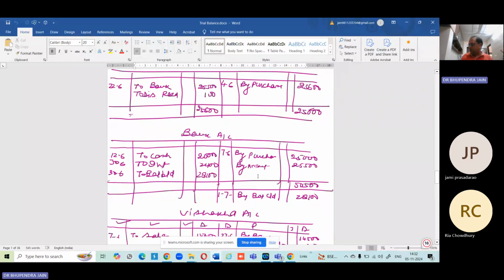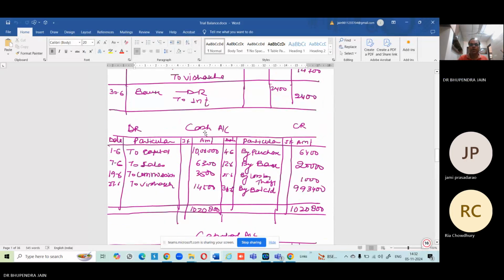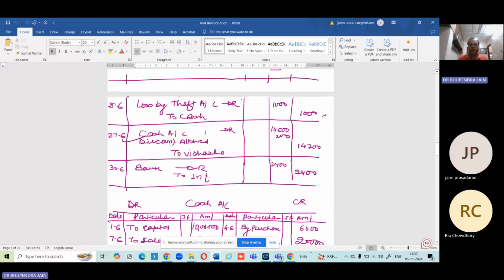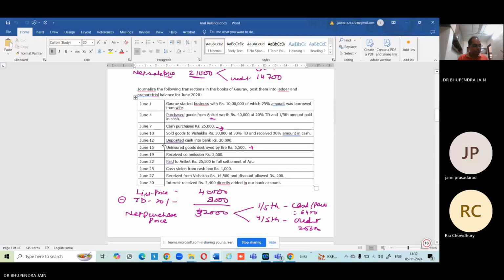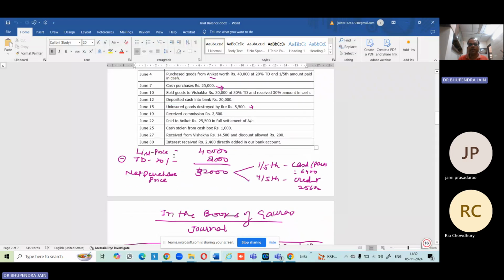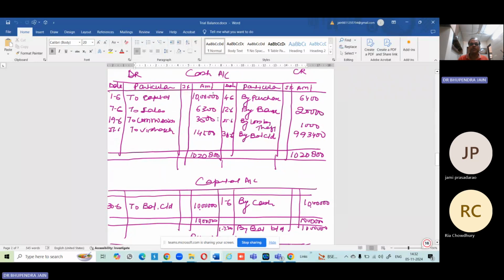We have passed all the general entries and prepared the ledger of this question yesterday. Now we will prepare the trial balance. First step is the journal, then prepare the ledger as well as subsidiary books, then prepare the trial balance. Now how to prepare the trial balance? We have already discussed the theoretical part regarding the trial balance. Now I am just preparing the trial balance of this question, using all the balances of the accounts.